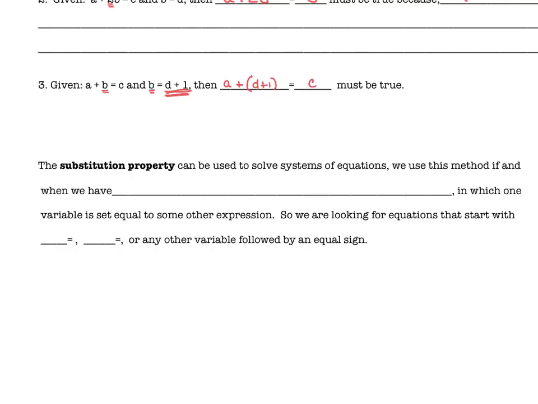And the important thing here is we have a statement of equality. You have to have a statement of equality, which means you better have an equation that starts with x equals, y equals, or any other variable followed by an equal sign. So if you want to have a w equals, a z equals, an r equals, then we have a statement of equality.